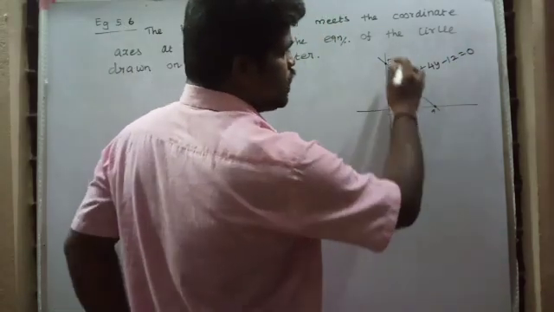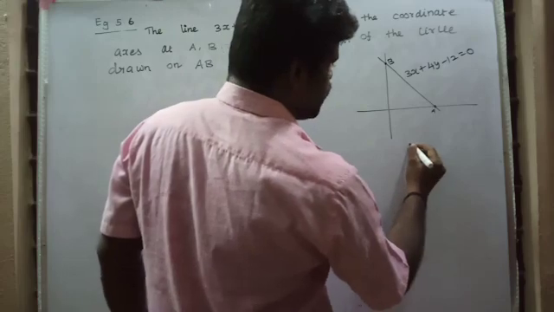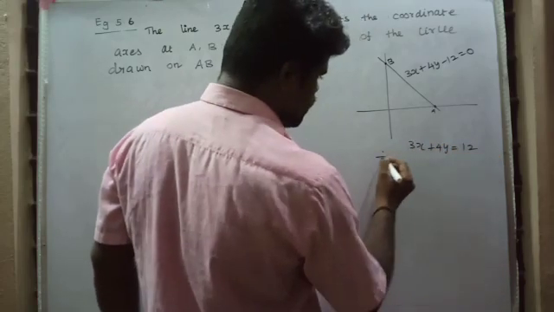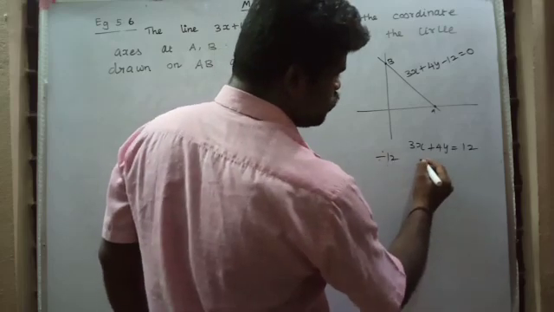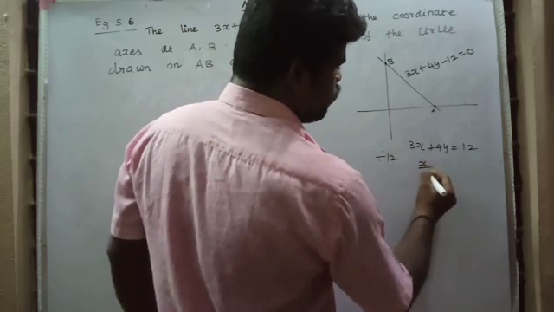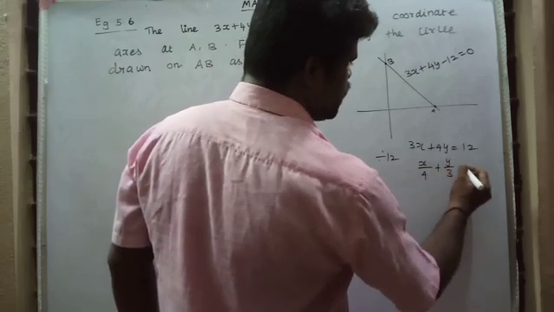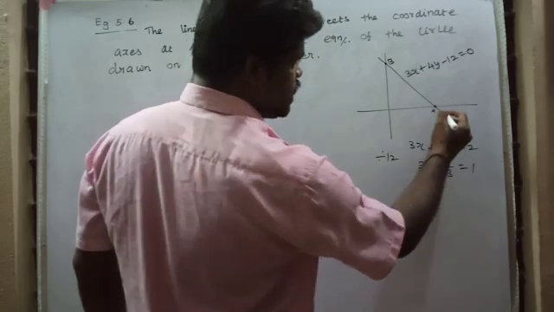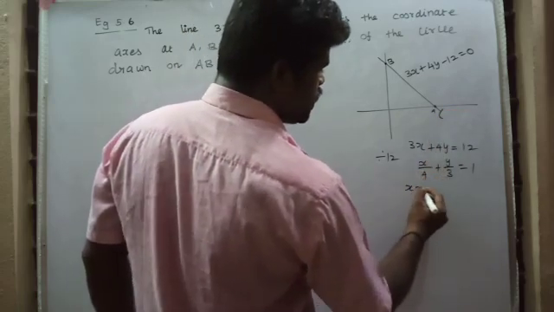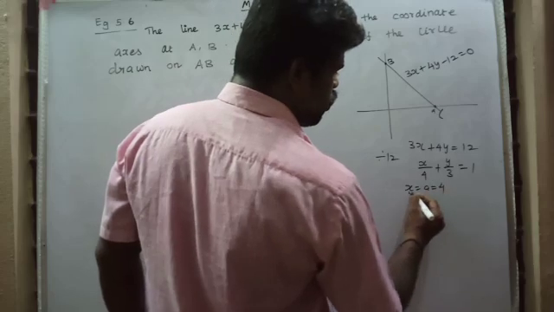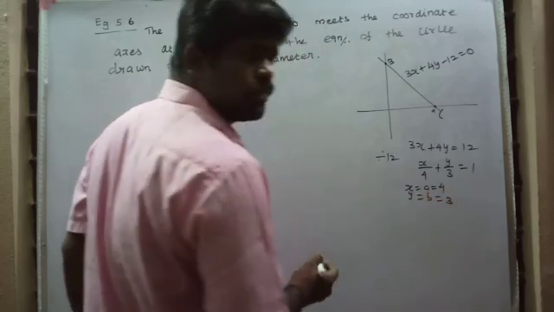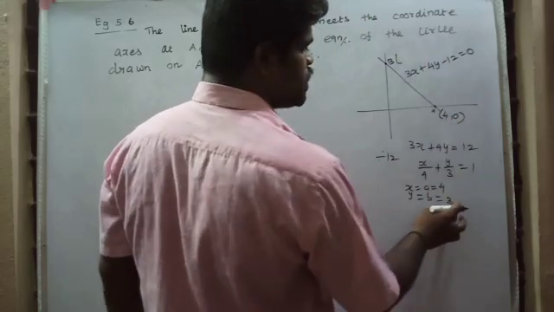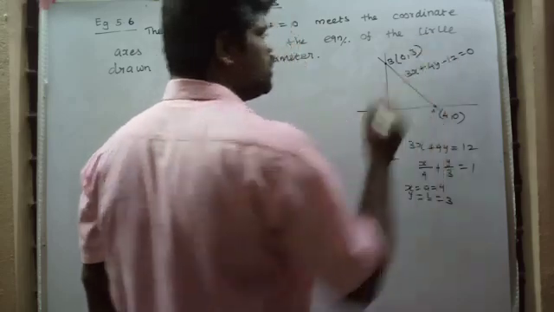Already we know the intercept form of the line. Here 3x plus 4y equal to 12, dividing by 12 on both sides, what is the value? Here x by 4 plus y by 3 is equal to 1. This is the x-intercept and this is the y-intercept. The x-intercept A equals 4, y-intercept B equals 3. Therefore, the point A is 4, 0 and the y-intercept point B is 0, 3.